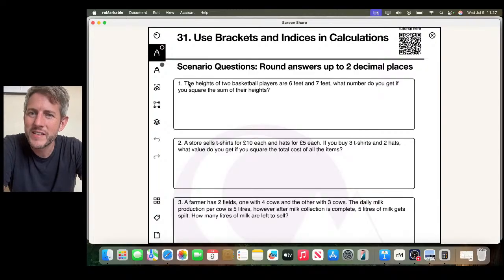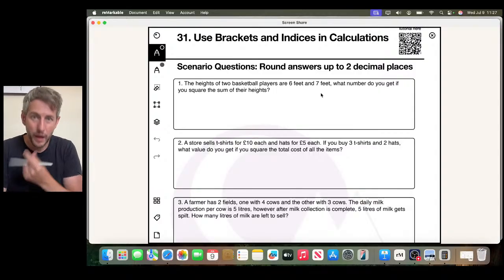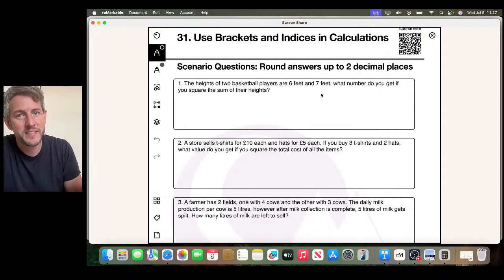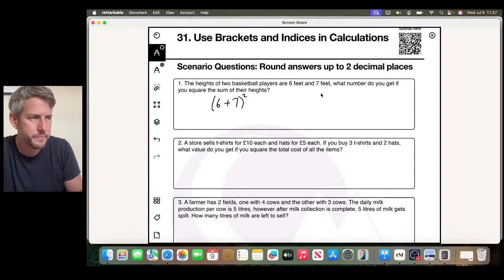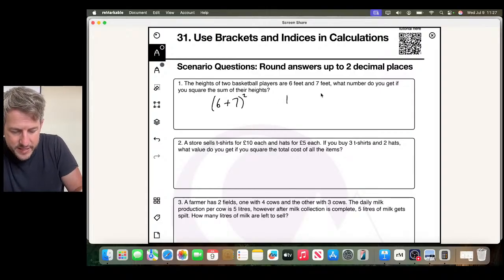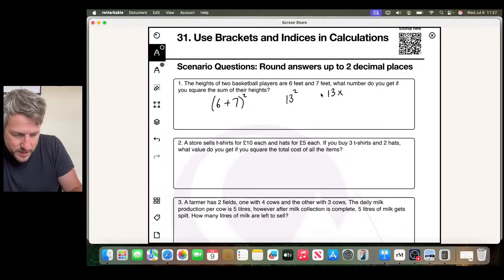And the first one here, it says, the heights of two basketball players are 6 feet and 7 feet. What number do you get if you square the sum of their heights? Okay, so squaring the sum of their heights means that we have to add their heights together first and then square it. So it's actually like having 6 plus 7 squared. Okay, so 6 plus 7 is 13. And then we've got 13 squared, so that's 13 times 13.